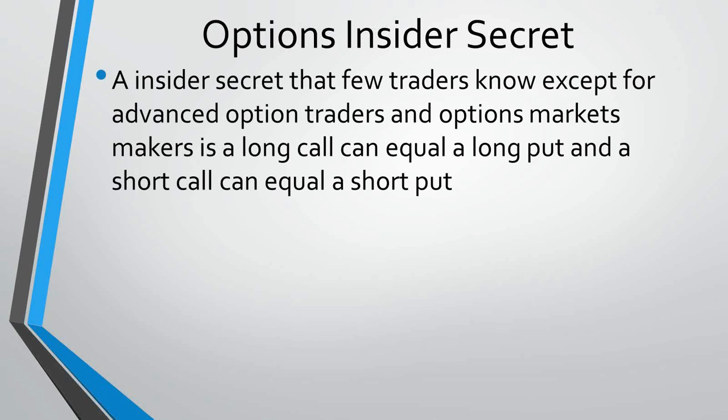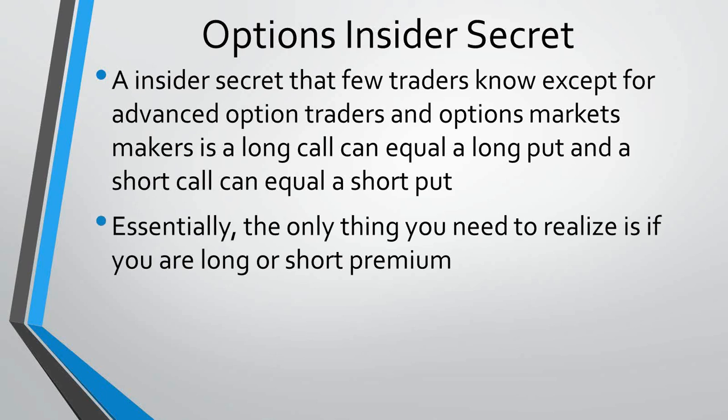The insider secret that few traders know, except for advanced option traders and our options market makers, is a long call can equal a long put, and a short call can equal a short put. And you might say, well, they're going two different directions. Like a long call, you want the underlying to go up. A long put, you want the underlying to go down. So how can they be equal?